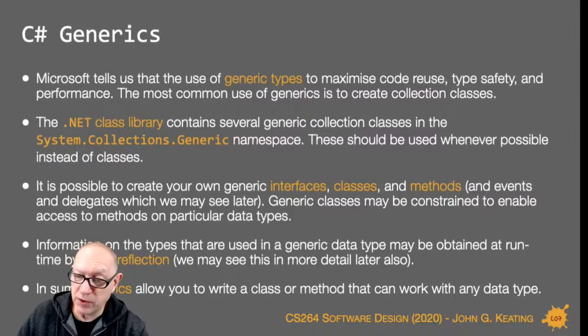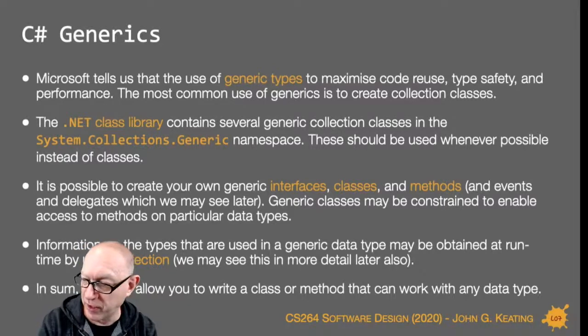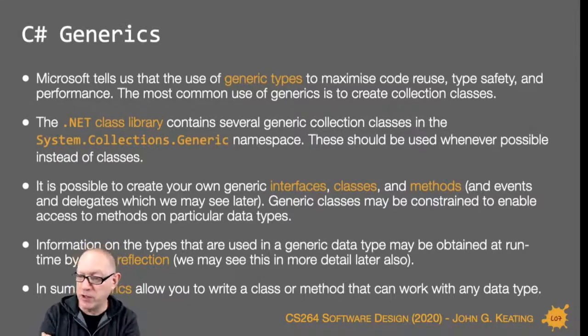So then let's look at how we do create it. It's possible to create them. You can create generic interfaces, you can create generic classes and methods and events and delegates, which we might see a little bit later, but we haven't time to do that today. And generic classes can be constrained to enable access to methods on particular data types as well. So you can have constrained generics. I don't know why you would want to do that, but you can. Okay. I can think of ways you might want to, but for now, let's just say you can.